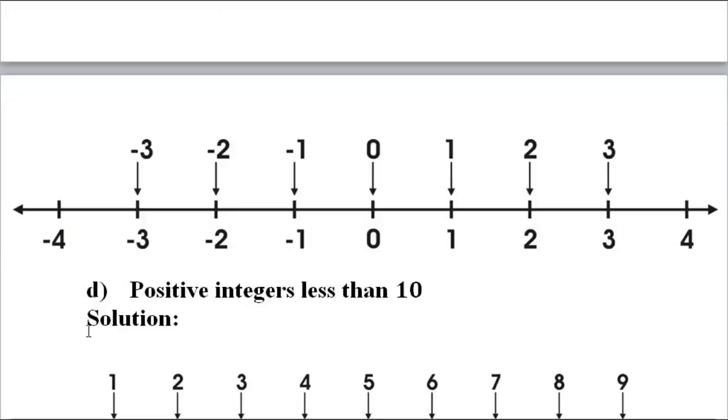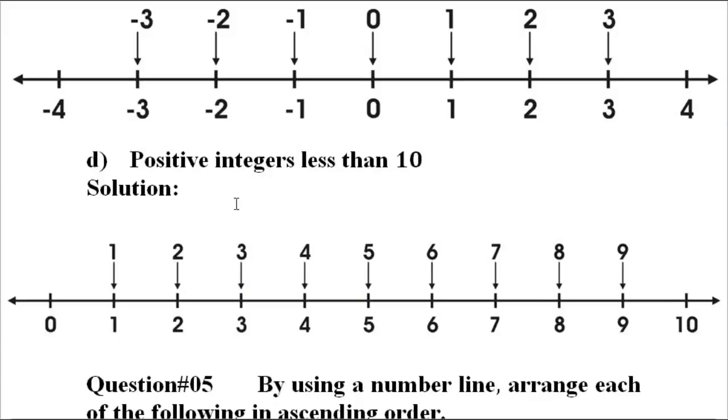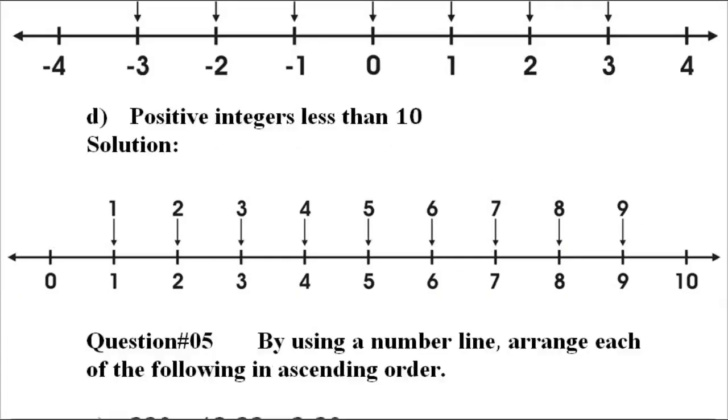The fourth part of this question pertains to positive integers less than 10. These integers include 1, 2, 3, 4, 5, 6, 7, 8, and 9. Remember, 0 is also an integer, but it is neither positive nor negative. Additionally, we will not consider negative integers, since the question specially asks for only positive integers less than 10.